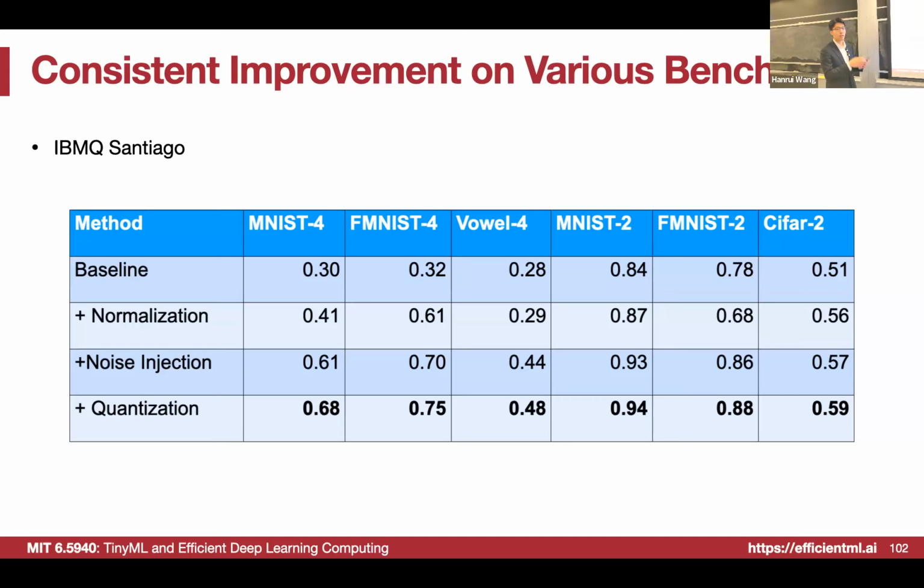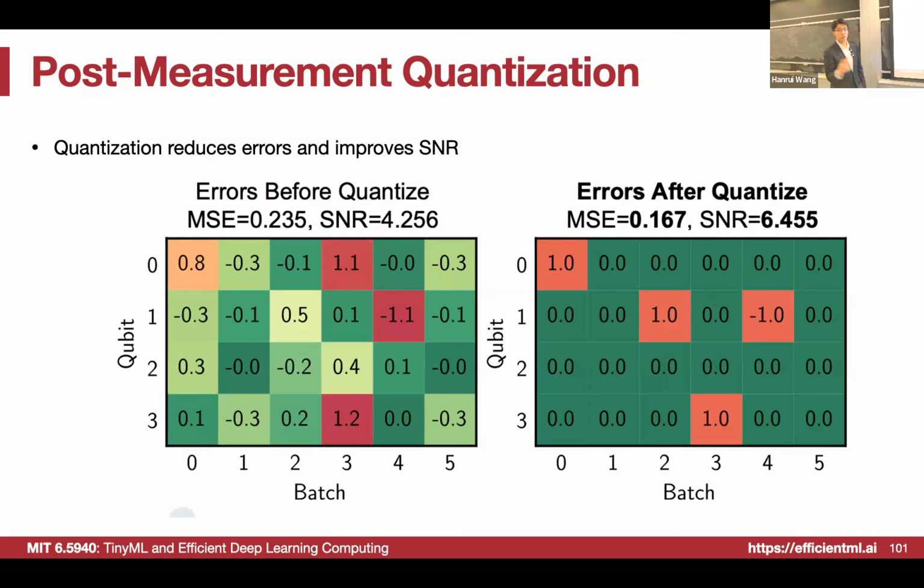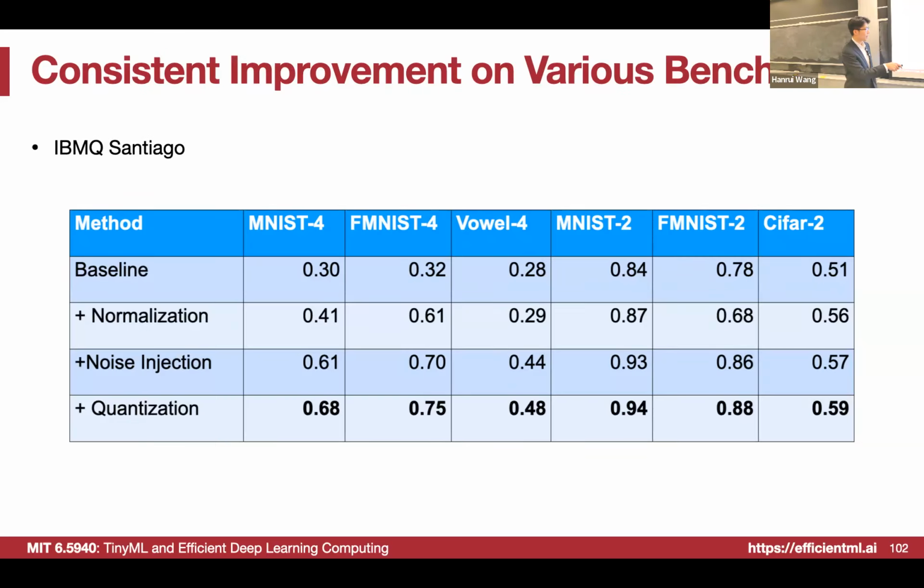After this mitigation of the measurement outcomes, we can observe around a 10% boost of the fidelity. So for MNIST4, we can increase from 30% to 40%, right? And then after that, we can do noise injection to make sure the training environment is very close to the actual noisy environment. Finally, we can do a quantization of the measurement outcomes, to make sure most of the errors can be reduced by projecting back to those centroids. In that case, for the final result, we can see that for 4 classification, we can increase by over 30%.